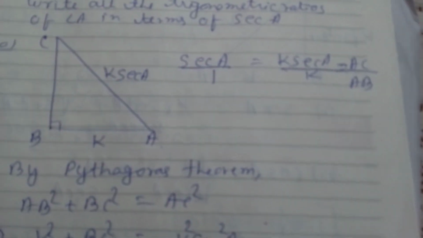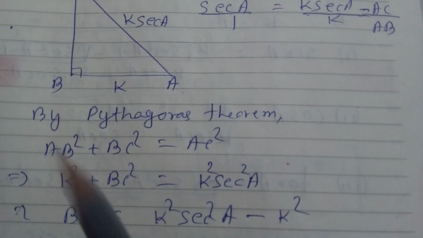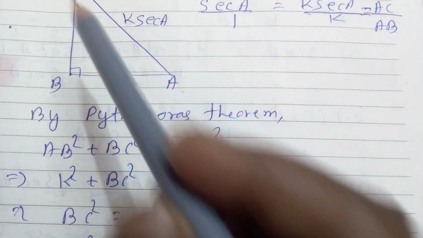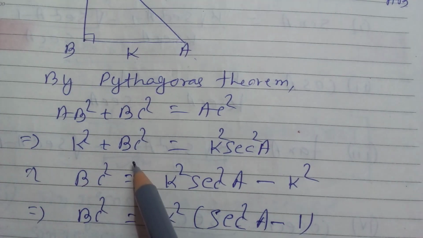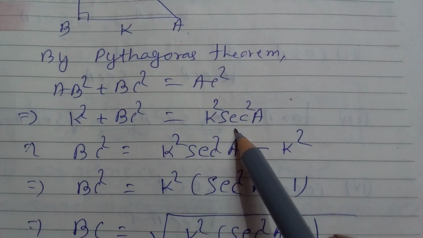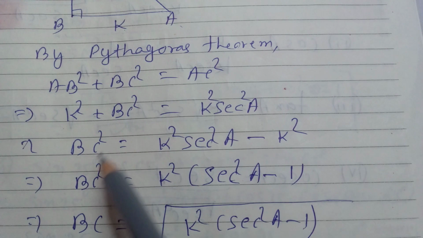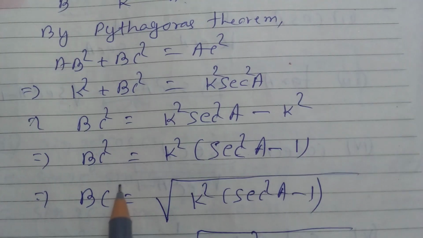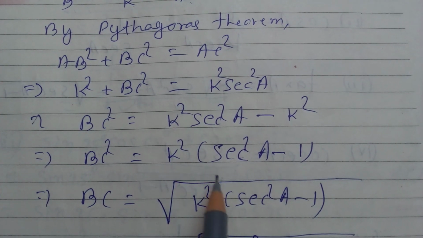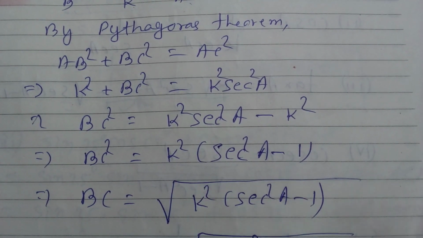Now by Pythagoras theorem, AB square plus BC square equals AC square. So k square plus BC square equals k square sec square A. So BC square equals k square sec square A minus k square. So k square you take common. So in bracket sec square A minus 1.